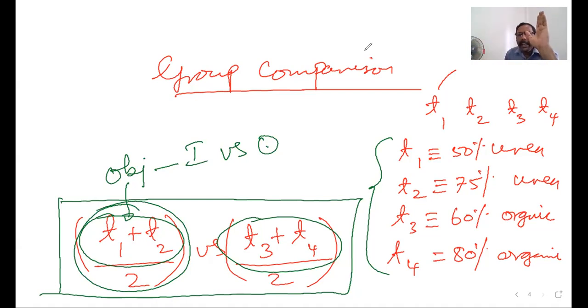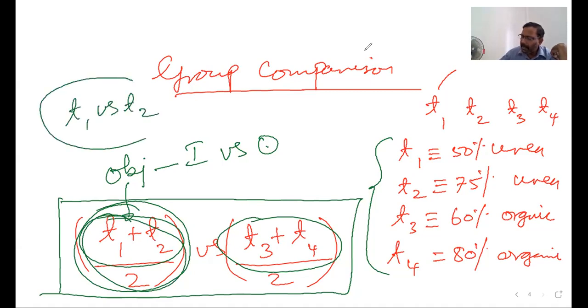Now, our aim in this case, the comparison, group comparison, this is what I said, right? You will learn from the theory. So, group comparison: here my objective is organic versus inorganic, right? Meantime, I can compare this one also. In that case, what is my objective? In this case, what is my objective?